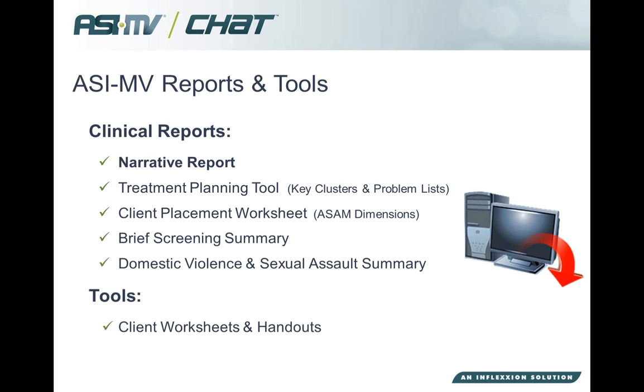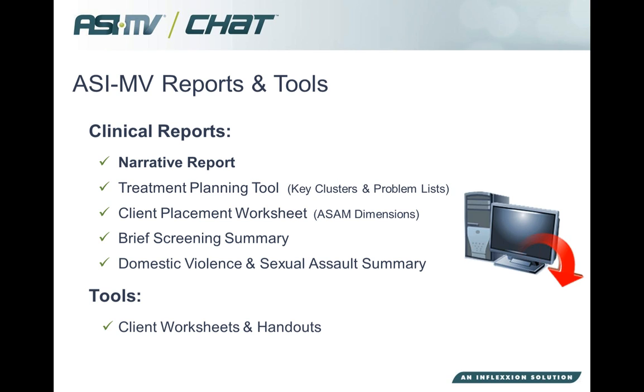Similarly, the client placement worksheet, which uses the 6 dimensions of the ASAM criteria, populates it with data from the ASI MV where appropriate. That does not make a level of care placement recommendation, but rather provides the clinician with information to support their recommendation for a level of care. So it cannot tell if a client has bloodshot eyes or sweaty palms, but it can tell the clinician whether someone has drank to intoxication in the last 30 days, has ever been in detox, etc.